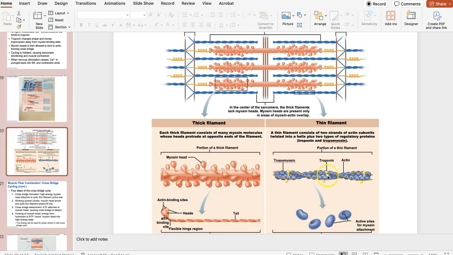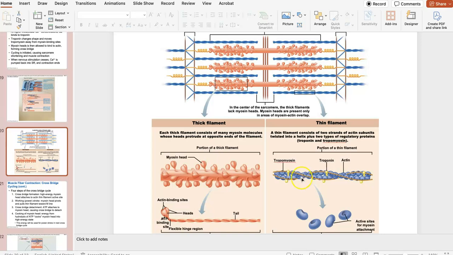Now, what's hard to see in these pictures is that troponin and tropomyosin are physically connected to each other. They are linked. Now, when the muscle is at rest, the tropomyosin covers up the myosin binding sites on the actin subunits. And that's why we call troponin and tropomyosin the regulatory proteins, whereas actin and myosin are the contractile proteins.